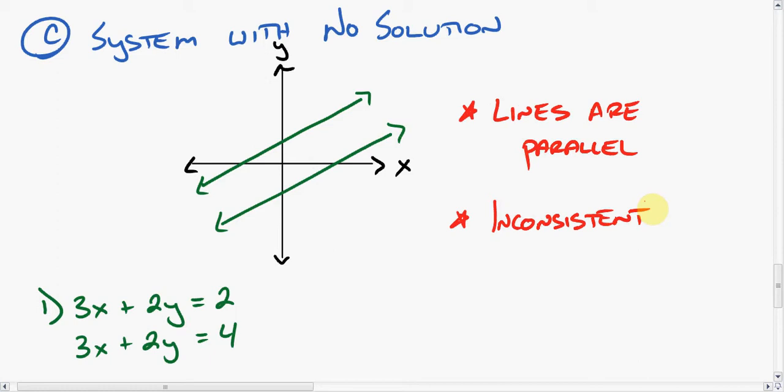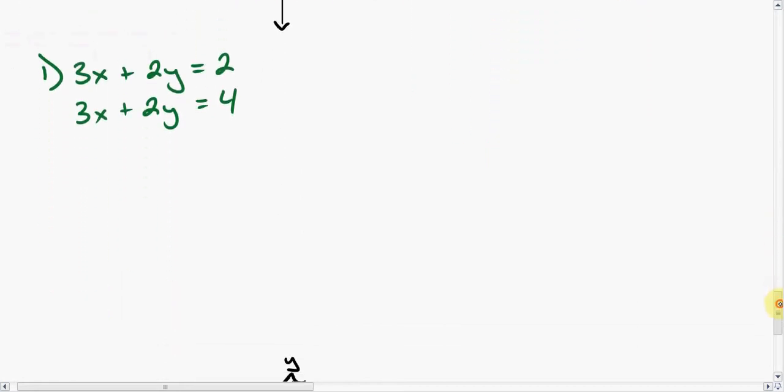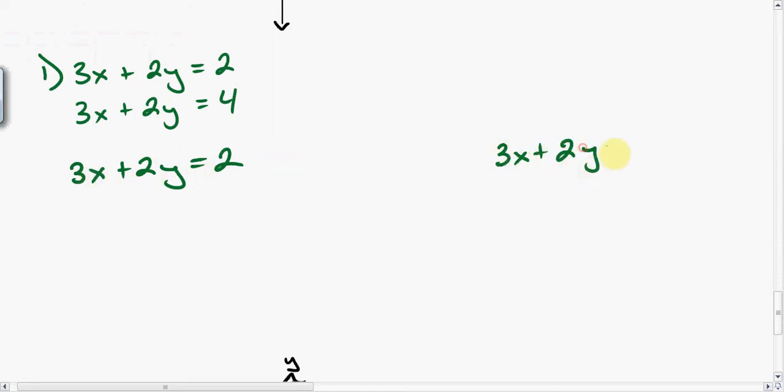So let's take a look at a system that has no solution. So one example of that looks like this. Just as we did in the previous two sections, we're going to take each equation, get it in y equals mx plus b form, or slope-intercept form. So I've got the first equation from my system, and I'm going to rewrite the second equation from my system. So I'm going to try and get y alone.